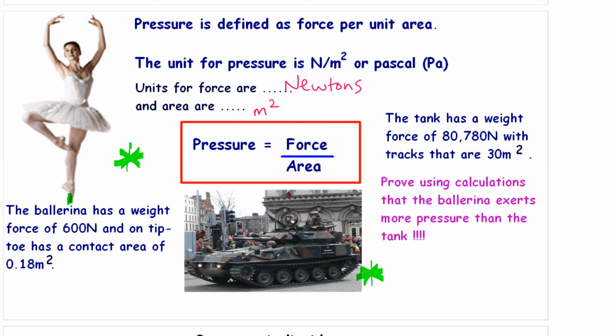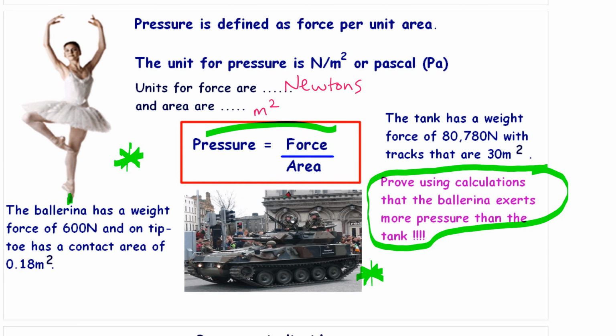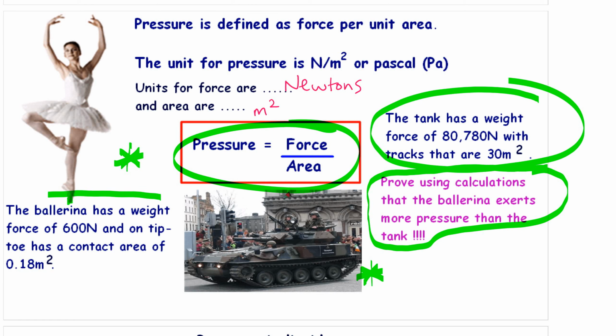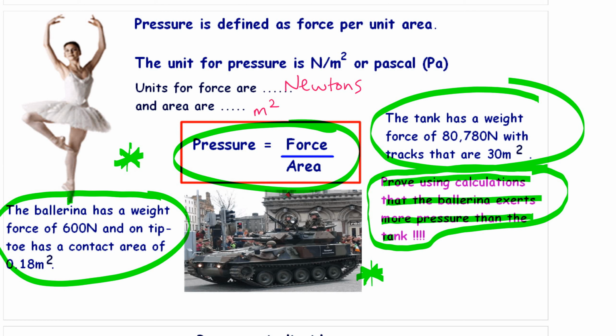So what I'd like you to do is write out a letter using all this information here and, proving using equations and number values and answers, prove that a ballerina exerts more pressure on the ground than a tank. It's almost like a persuasive letter.